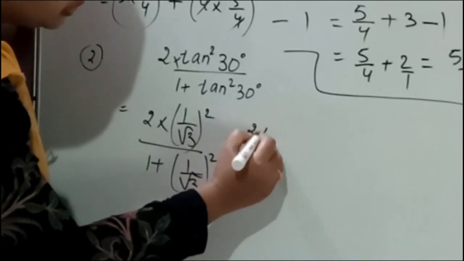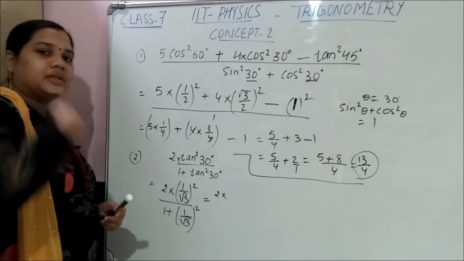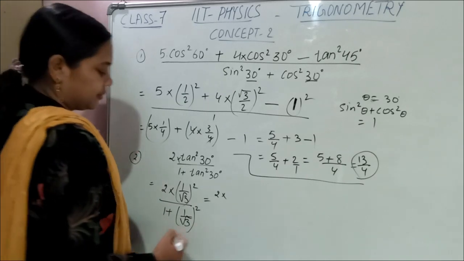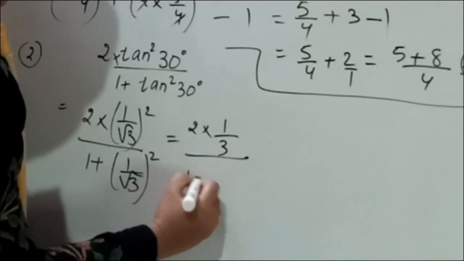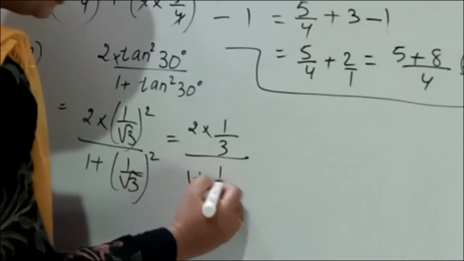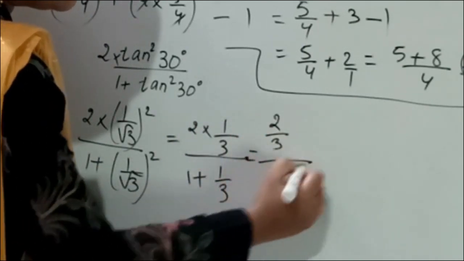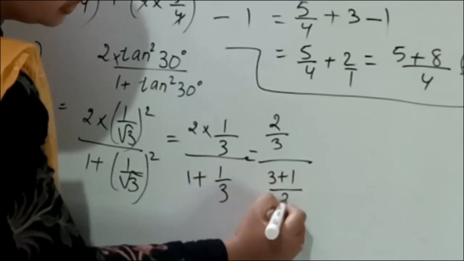So 2 into 1 by root 3 whole square means 1 by root 3 into 1 by root 3, that is 1 by 3. 1 by 3, whole divided by 1 plus 1 by root 3 into 1 by root 3, 1 by 3. In the numerator it became 2 by 3. Denominator, take the LCM, 3 plus 1 by 3.